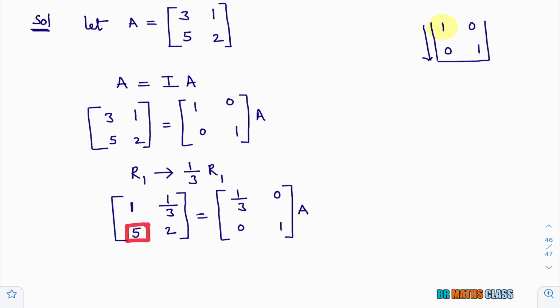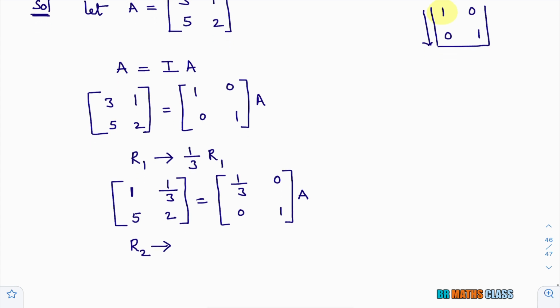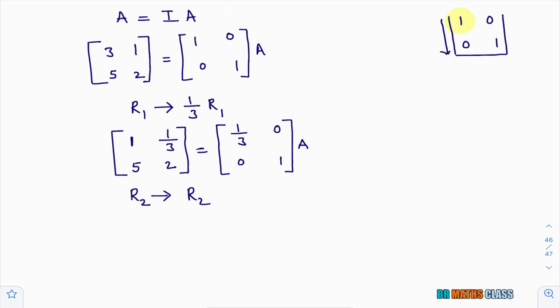So R2 minus R1, if you want to get 0 here, it must be 5. So you need to get 5 here. So I'll use this operation. I want to change R2. R2 changes as R2 minus, how to get 5 here? You just multiply with 5. So R2 becomes R2 minus 5 times R1. Writing this operation is crucial.